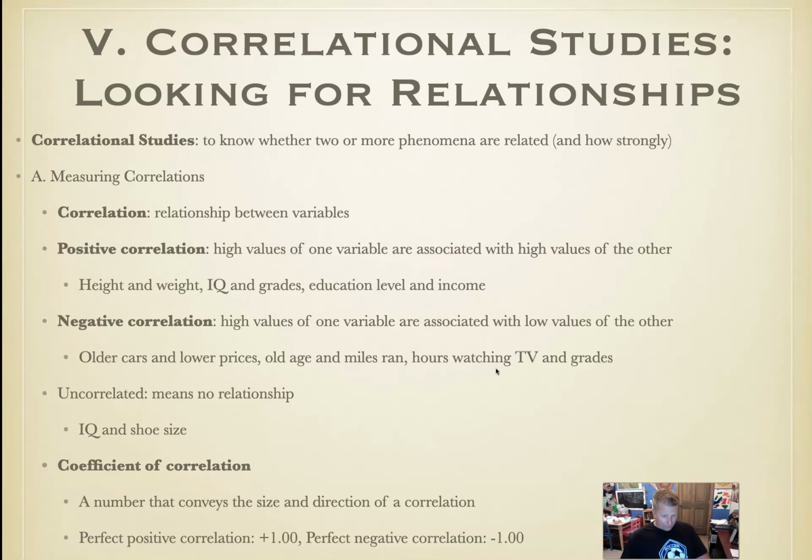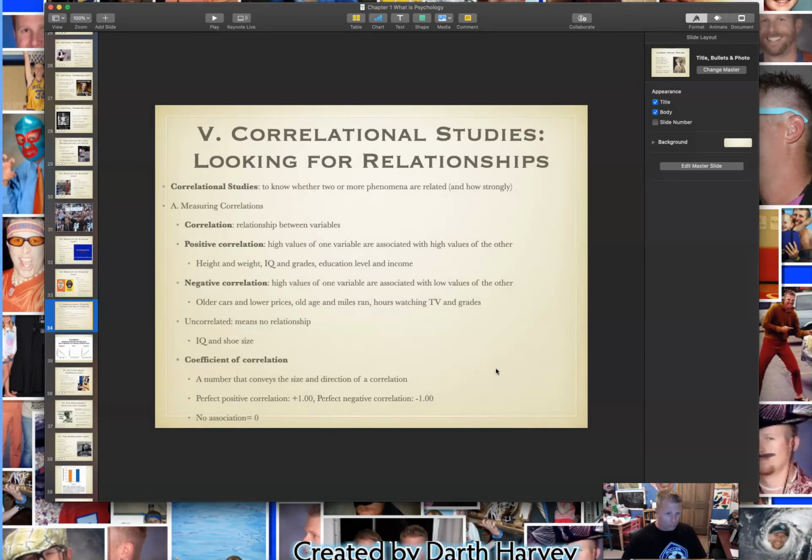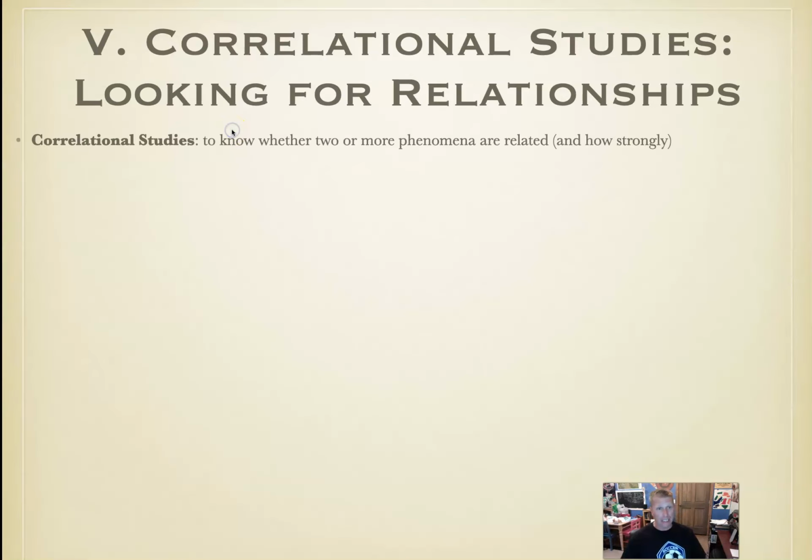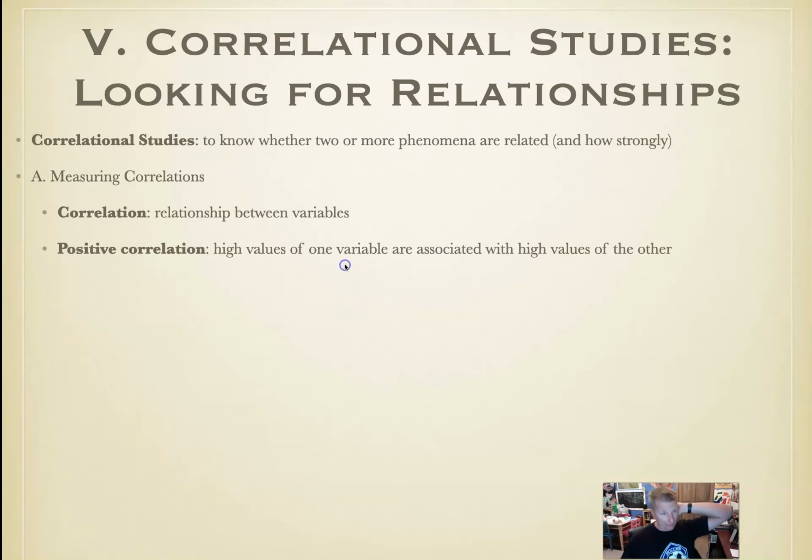Correlational studies. Correlational studies are when you have massive amounts of data, and you're trying to find a relationship between two key ideas. So you're going to know whether or not two or more phenomena are related and how strongly they are connected. So measuring correlation, a correlation is a relationship between variables. I know this sounds very sciencey and mathy, but I'll explain it here in a second.